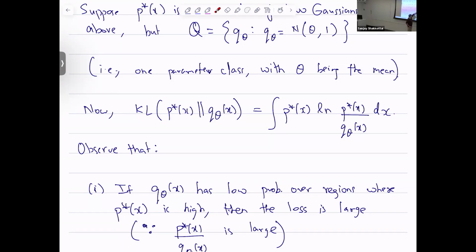So if your theta was chosen such that it was small when P star was large, then from this cost function, such a theta is bad. Does it make sense? Okay.